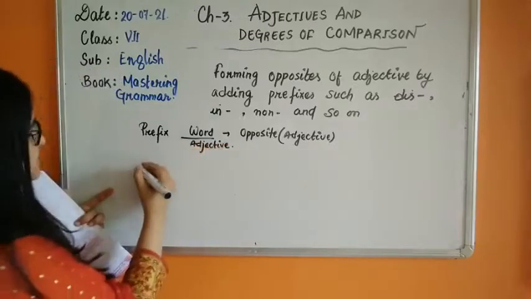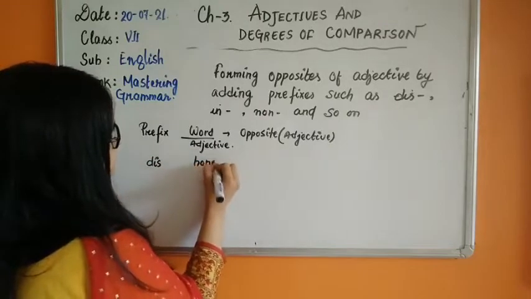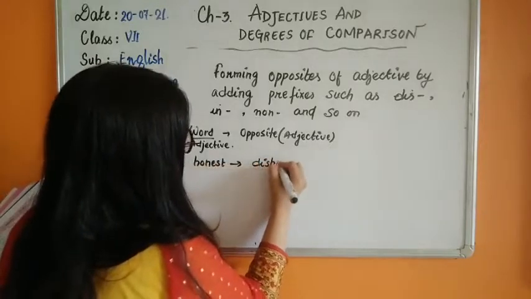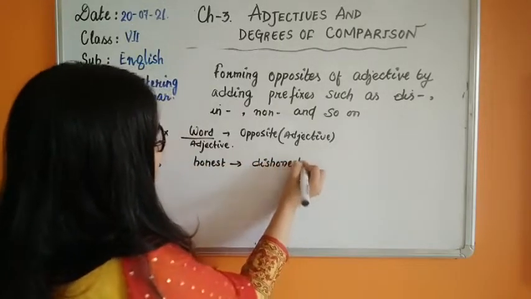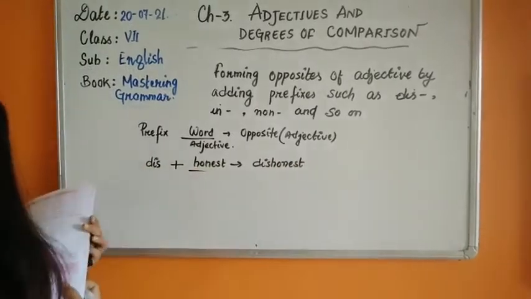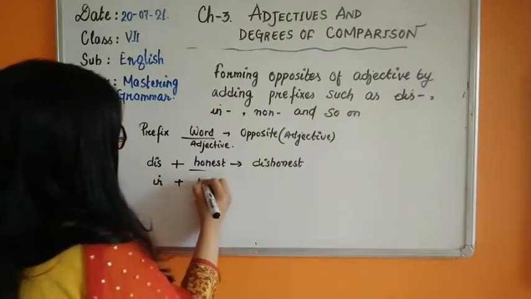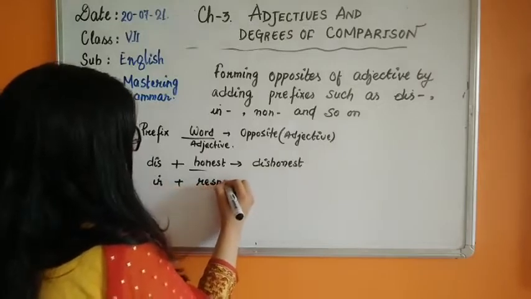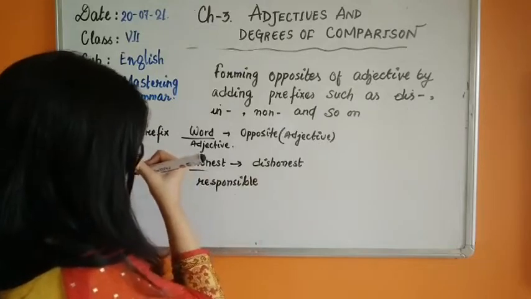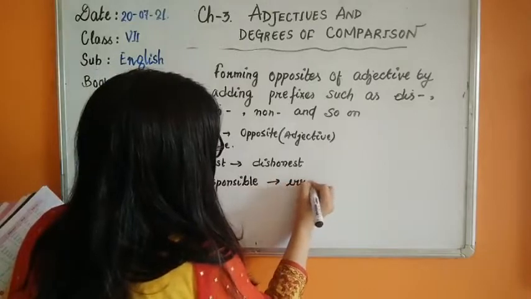Okay, so see, prefix, like you are adding dis to which word? Honest. It becomes dishonest. So letters which are added in the beginning of the main word. Now we can see IR is added. IR is also a prefix. It's added to the word responsible. Responsible means who has responsibility, who understands his responsibility. So that becomes the opposite, irresponsible.